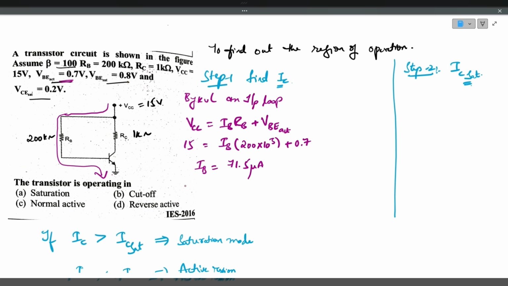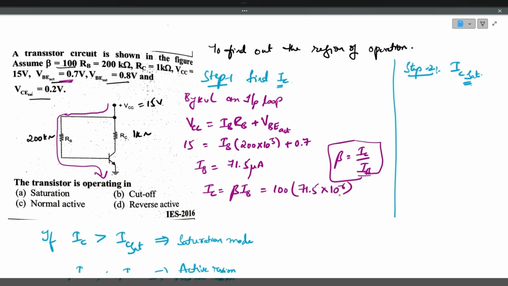So what is the collector current? This is a common emitter configuration, so we have the formula beta is equal to IC by IB. Using this formula, the collector current IC is equal to beta times IB. The beta value is 100 and base current is 71.5 microamperes, so the collector current we got is 7.15 milliamps. This is the collector current flowing in the circuit.